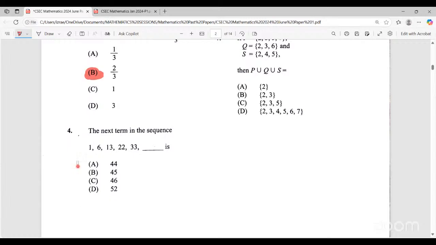Number 4, the next term in the sequence 1, 6, 13, 22, 33, blank is. Difference between 1 and 6 is 5. Difference between 6 and 13 is 7. Between 13 and 22 is 9. Between 22 and 33 is 11. So for the next one, you're adding 13 to the 33. And 13 add 33 will give me 46. That's C.